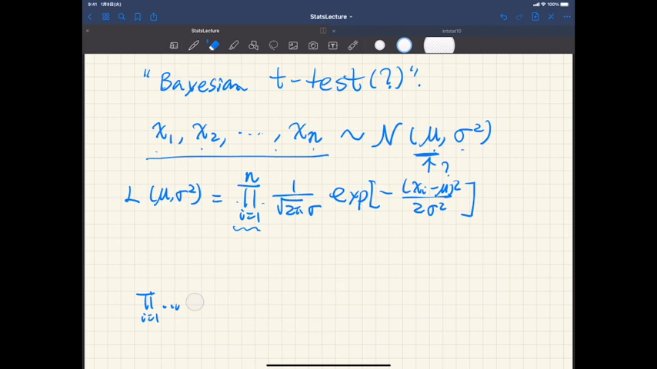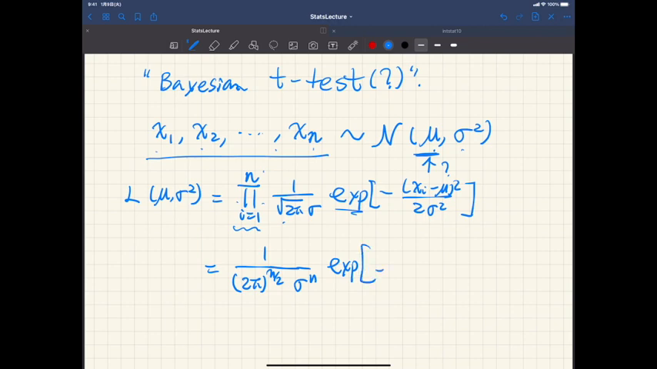So if you combine all these terms, because this is an exponential function, we have (2 pi) to the power of n over 2 and sigma to the power of n, and the exponential of the sum of these. Sigma is the same for all terms, and we have this summation.